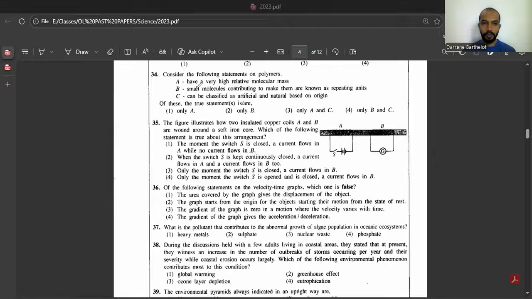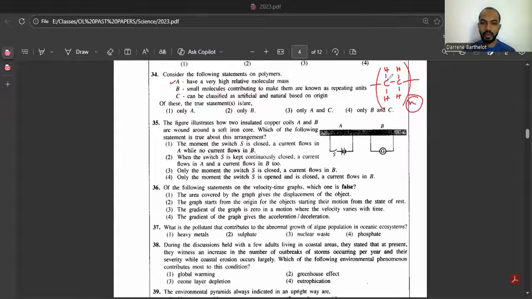Question number 34. Consider the following statements on polymers. They have a very high relative molecular mass. Yes, that's correct. Why am I saying that? Let's say polythene. So this is the structure of polythene. You have n number of repeating units. This n number can be like 50,000, 1 lakh, likewise.